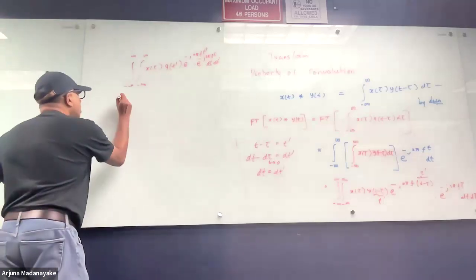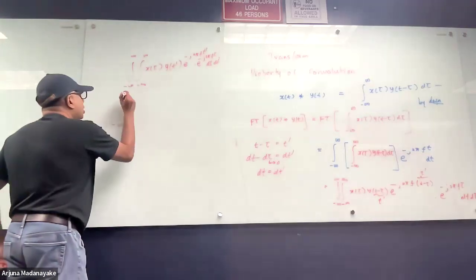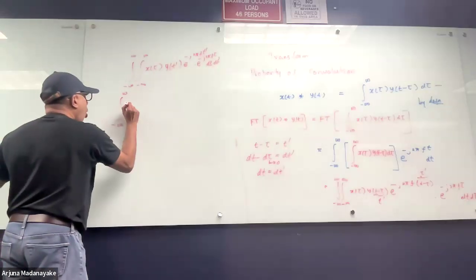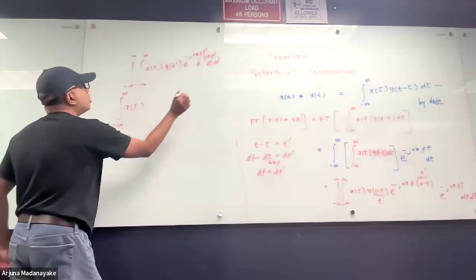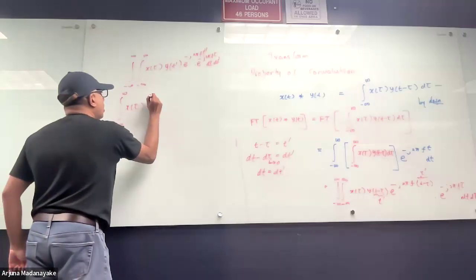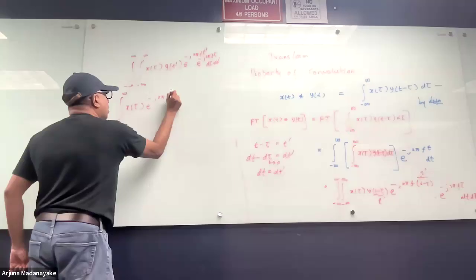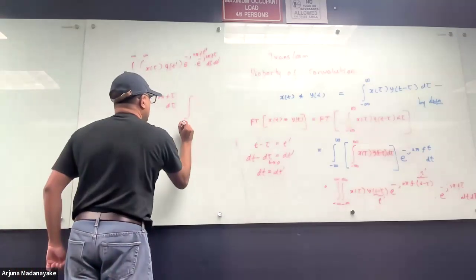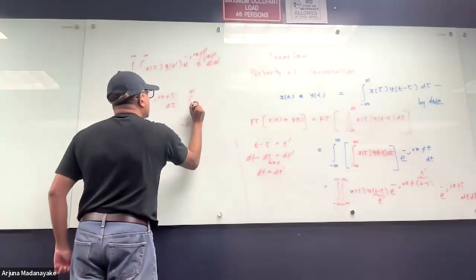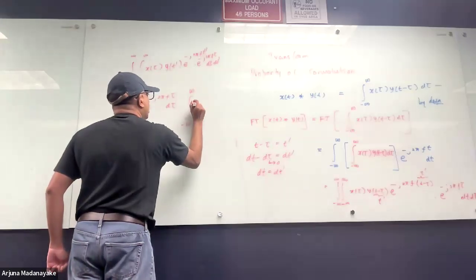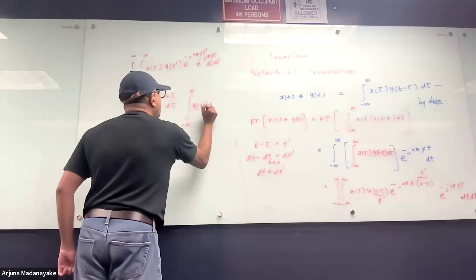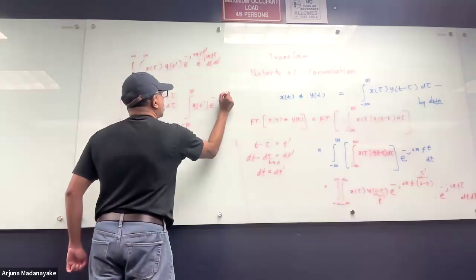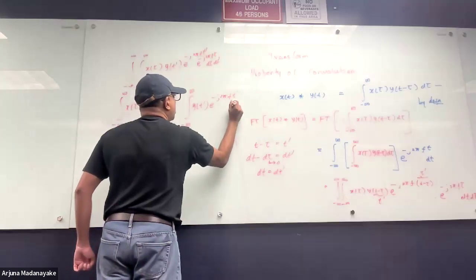I can write the first integral from minus infinity to infinity, everything that has the component tau in it, x of tau, e to the minus j 2 pi f tau d tau. Then the second integral, y of t prime, e to the minus j 2 pi f t prime d t prime.